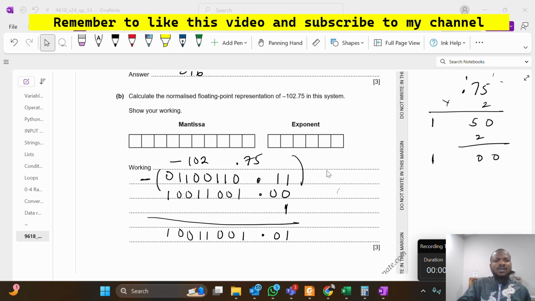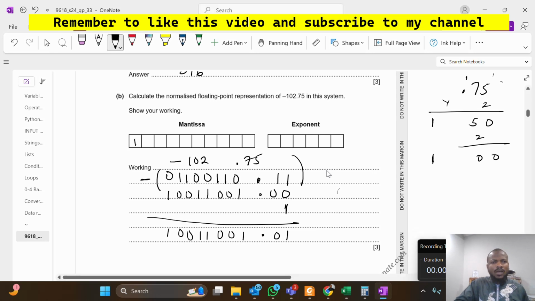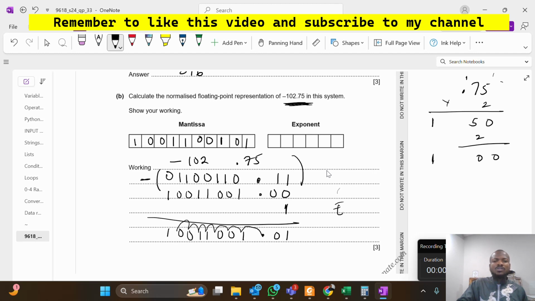Then let's write the mantissa. Then the mantissa is 100110001, then 01. So the whole number is a mantissa. So to get the exponent, you move the decimal point as far as 1.0 can be achieved because this is a negative value. If it is a positive value, you move the decimal point as far as 0.1 can be achieved. So for a negative value, let's move 1, 2, 3, 4, 5, 6, 7. That means exponent is equal to 7.